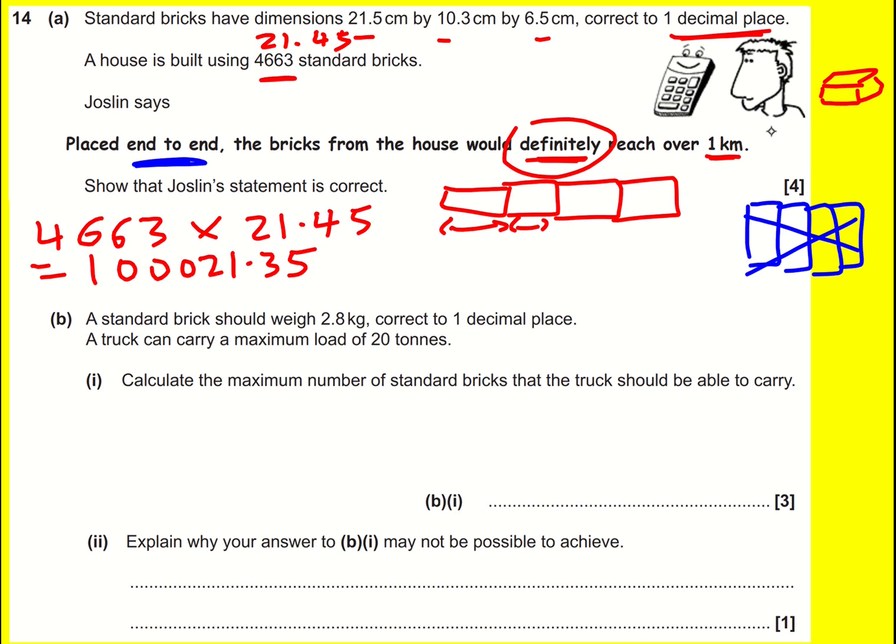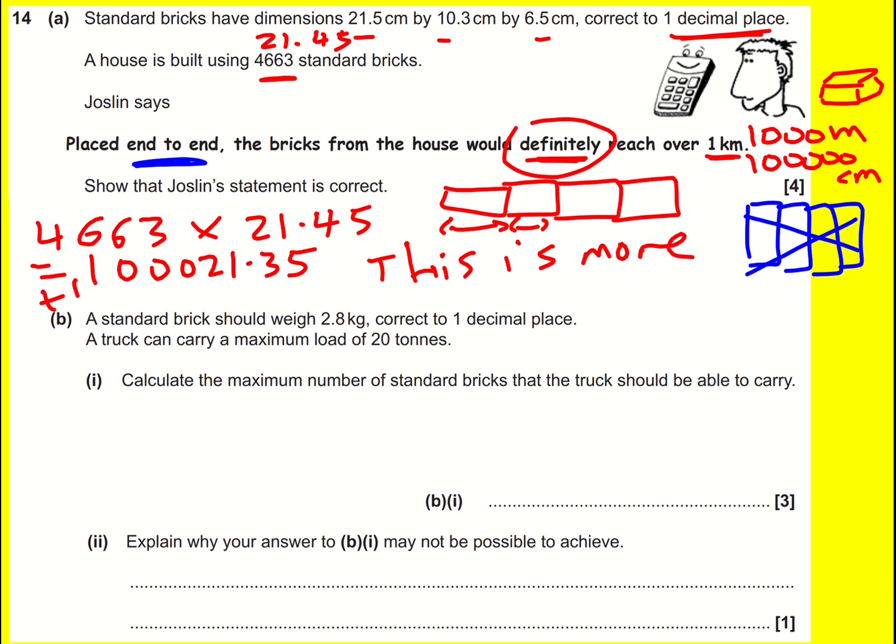Okay, meanwhile, 1 kilometer is equal to 1,000 meters. 1 meter is equal to 100 centimeters, so it's 100,000 centimeters. And so I can say that this is more than 100,000 centimeters. This is more than 100,000 centimeters, 1 kilometer. Jocelyn is correct.